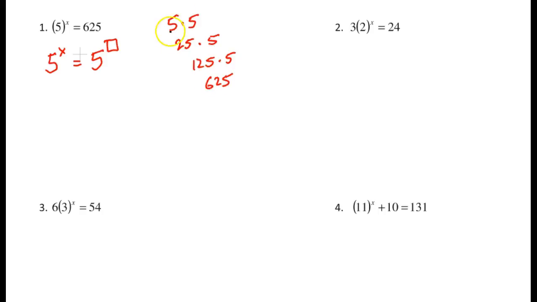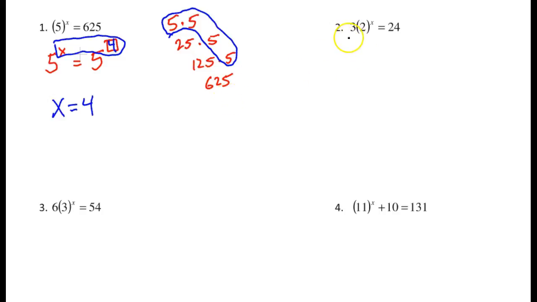So you can count up. We multiplied 1, 2, 3, 4. 4 5s, we got 625. So 625 is 5 to the 4th. Right? Bases are equal, so are the exponents, so x equals 4. So calculator is handy, but not absolutely required. You can still do all this without a calculator. Okay, you might just have to do a little arithmetic on the side. Okay. Number 2, we have a coefficient of 3, so let's divide both sides by 3 first.